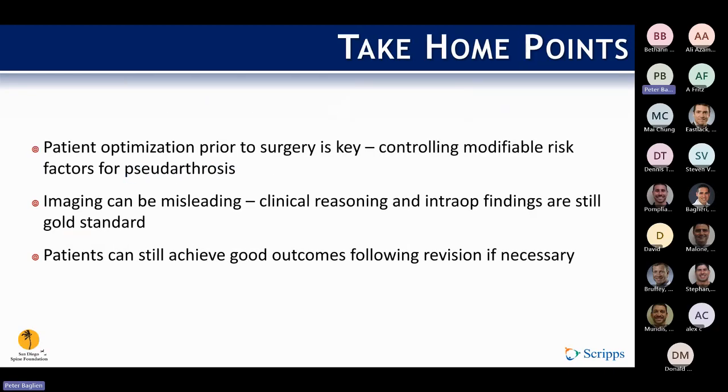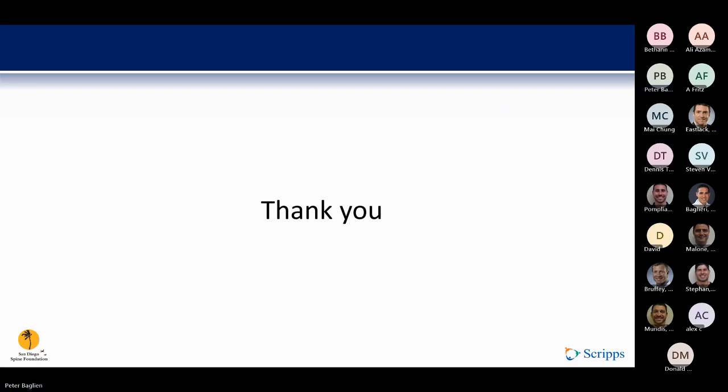So my take-home points from this topic were patient optimization prior to surgery is key, controlling the modifiable risk factors for pseudoarthrosis, and then I think intraoperative techniques are important for helping the stability and the biology in order to address healing for the non-modifiable risk factors. I think imaging can be misleading. Clinical reasoning and intraop findings are still the gold standard. And then patients can still achieve good outcomes following revision surgery if they end up needing that for their pseudoarthrosis. Thank you very much.